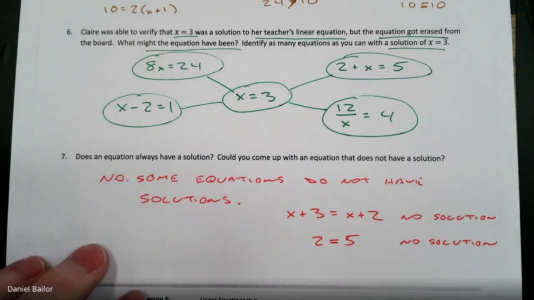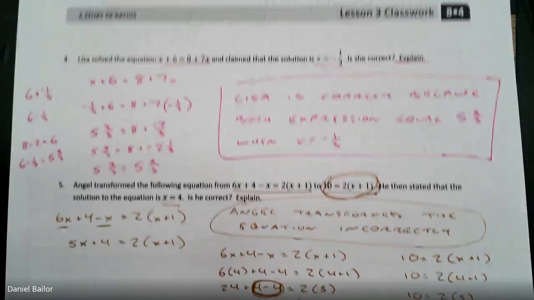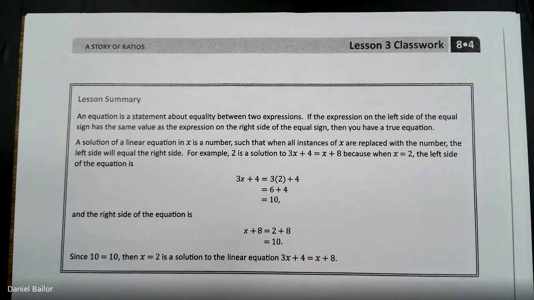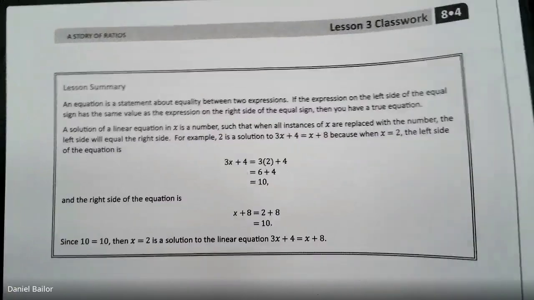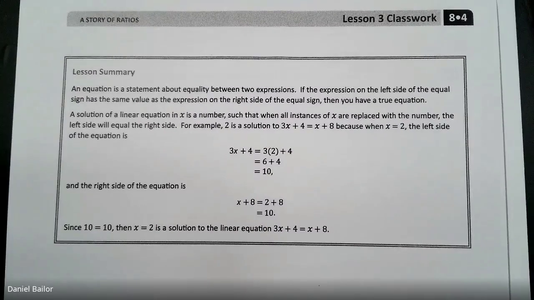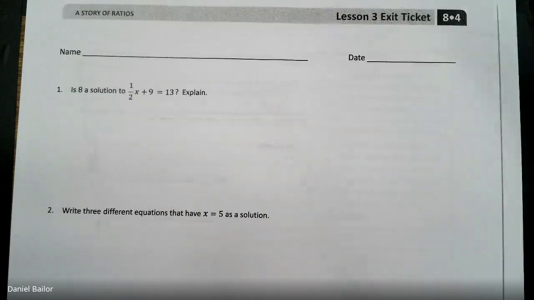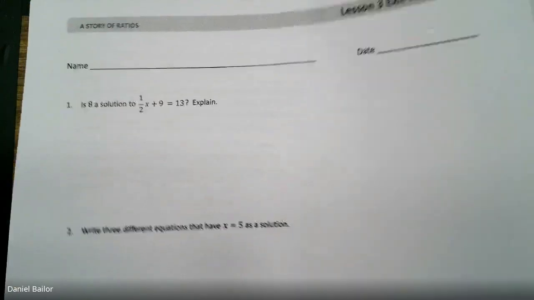Let's look at the rest of today's work really quickly. Page 21 is your lesson summary, where they just summarize what we learned, where they talk about how to prove an equation is true. Both sides have to be equal. Page 23 is your exit ticket, which we'll do last, so I'll put that in the back.